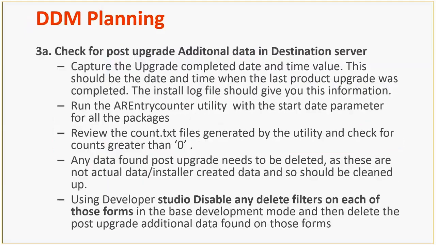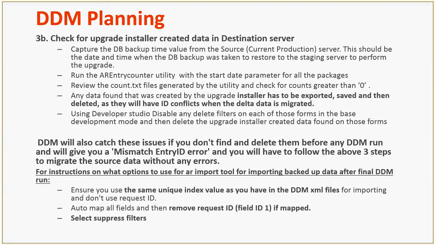Those kinds of information. And then this goes into a little bit more detail on how to check and delete data for any additional data you find on the destination server, right? And then this is for any installer-created data, created in any transactional forms or process forms, which could conflict with your incoming data, right? So it'll give you the steps on how you can find those, how you can back them up and delete them, and then how you can re-import them later after the final DDM run.